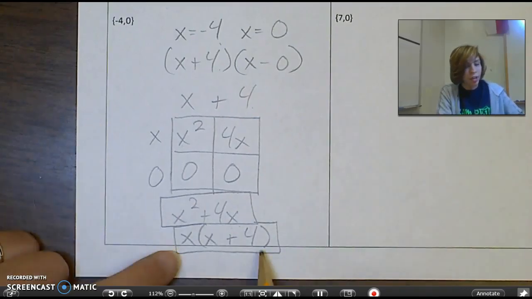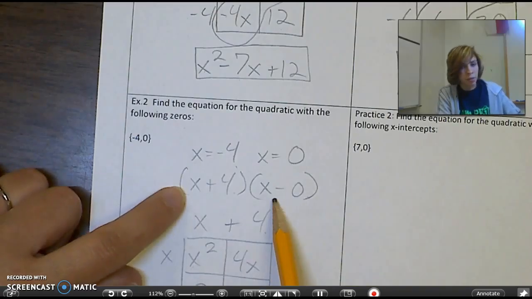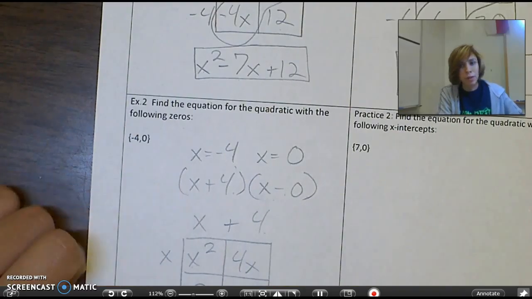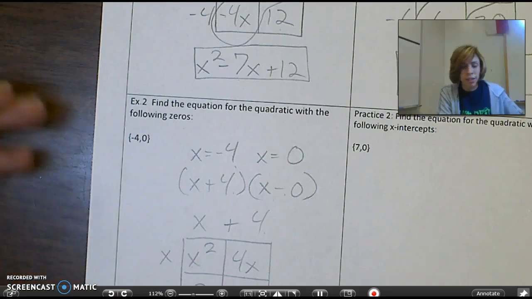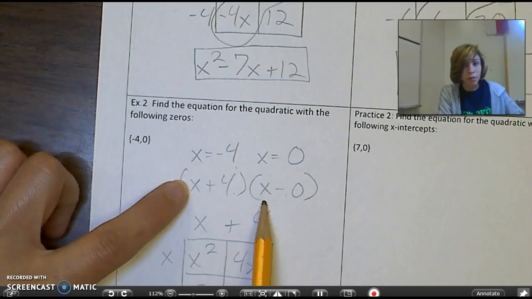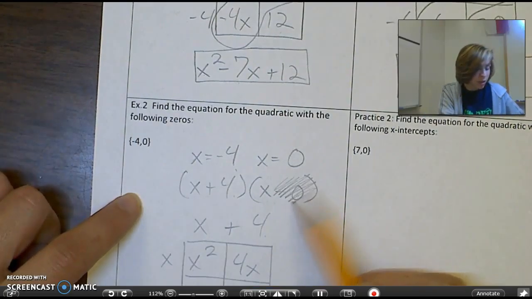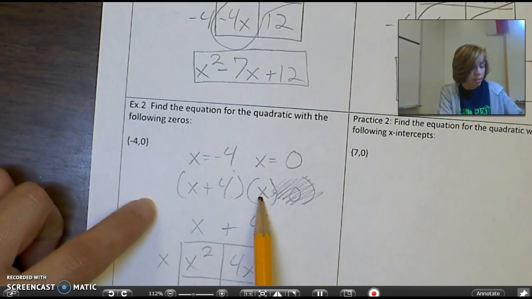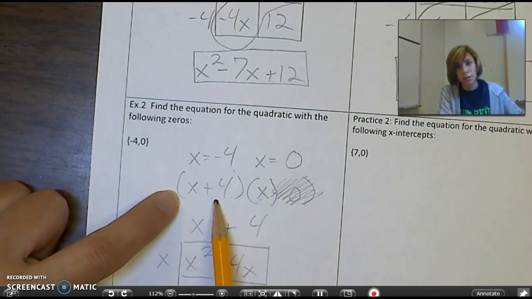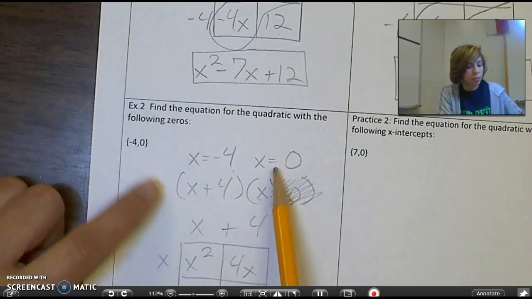Okay, and I could have gotten this answer right at the beginning by thinking to myself, hey, x minus 0, that's just x, right? So I could have just, from here, said, well, this is just x, so I don't even need this part. So it's really just going to be x times x plus 4. So you could do it that way too, and that would actually be simpler.